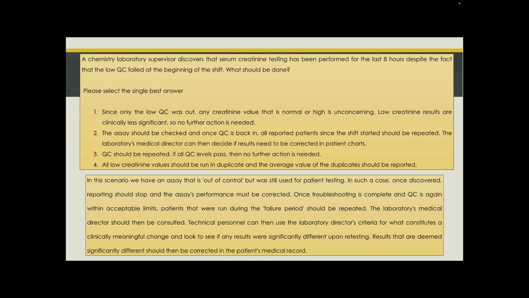Technical personnel can then use the laboratory director's criteria for what constitutes a clinically meaningful change and look to see if any results were significantly different upon retesting. Results that are deemed significantly different should then be corrected in the patient's medical record.